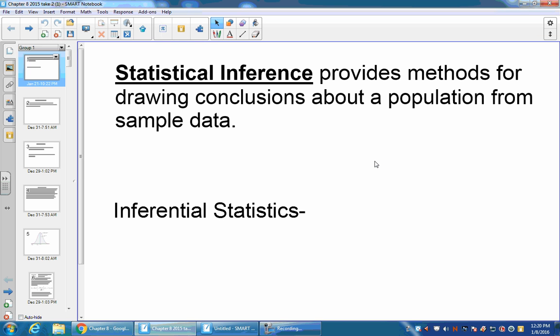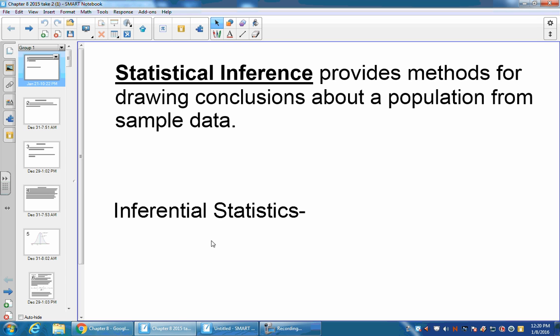Hello. Today we're going to look at statistical inference. Now, statistical inference provides methods for drawing conclusions about a population from sample data. So say we take a sample. We want to take that sample and see what it says about a bigger population.